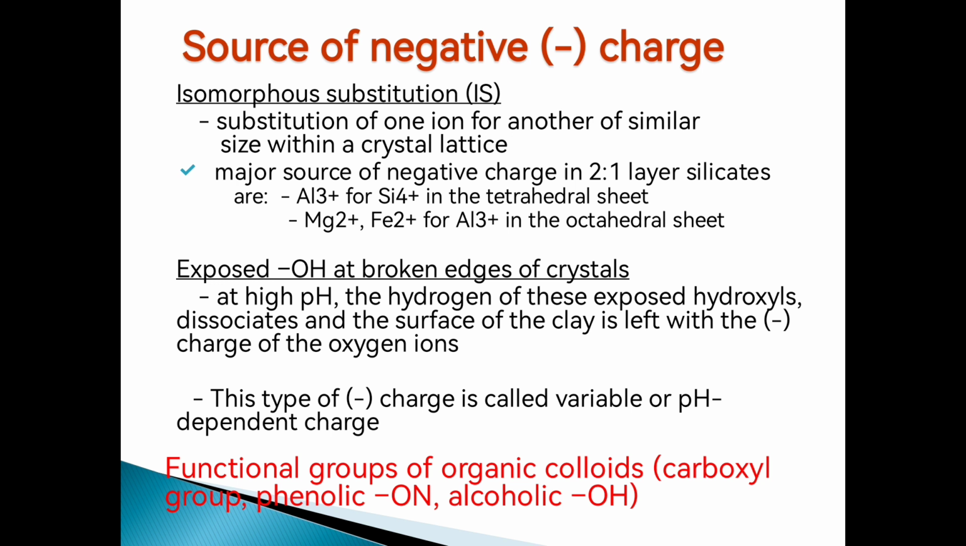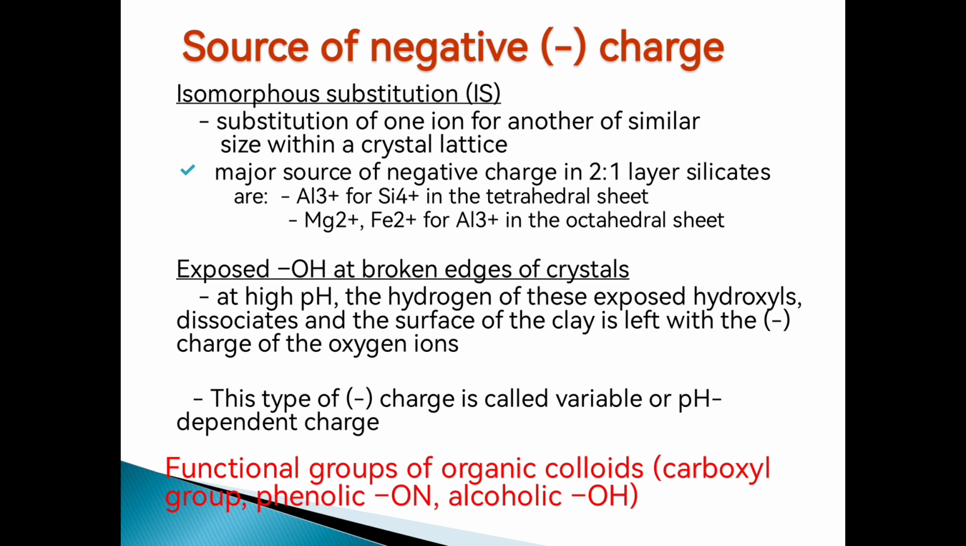Isomorphous substitution happens when there is a substitution of one ion for another of similar size within a crystal lattice. The major source of negative charge in 2:1 layer silicate clays is aluminum for silicon in the tetrahedral sheet, or magnesium ion for aluminum in the octahedral sheet. And because of the substitution, it will create more negative charges.